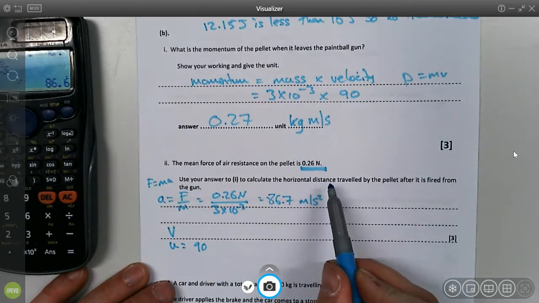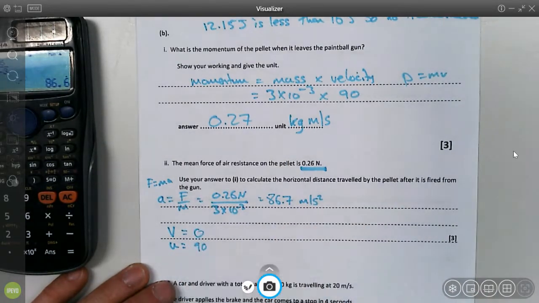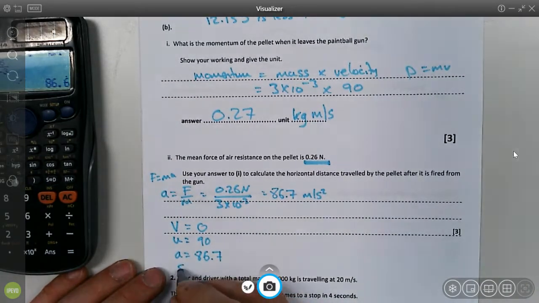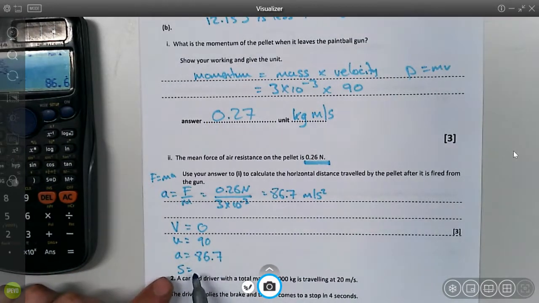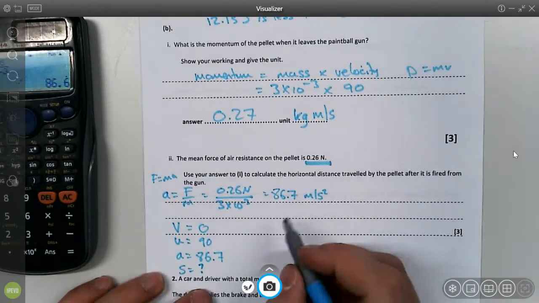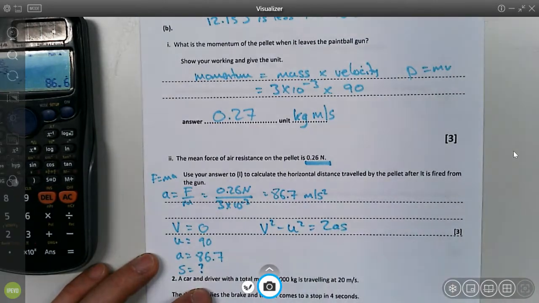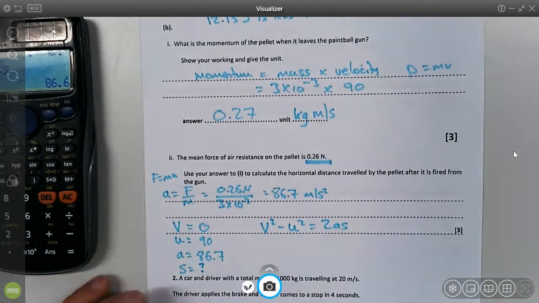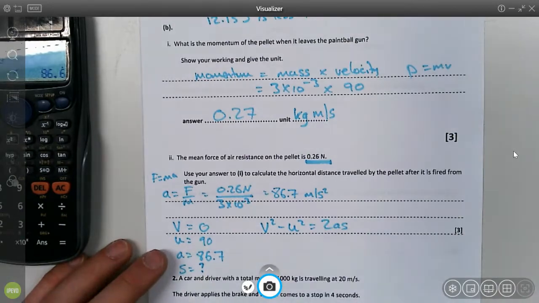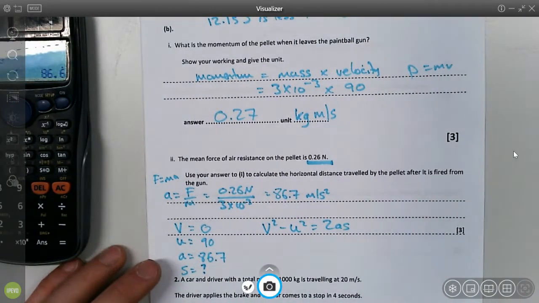The horizontal distance travelled by the pellet after it's fired means that eventually it's going to stop if it's slowing down. We know what the acceleration is, we've just listed it, and we're trying to work out the distance that it travels. So it's a chance to use the harder, slightly more complicated equation, which is found on your formula sheet, which is the one you use usually when you're not entirely sure what to do, and it looks a bit more complicated. It's often because there's more variables, and it's this complicated equation here.